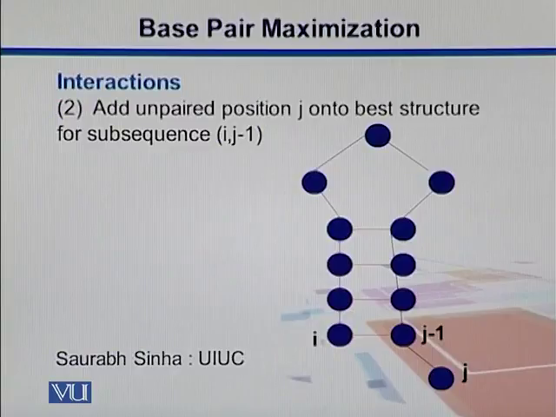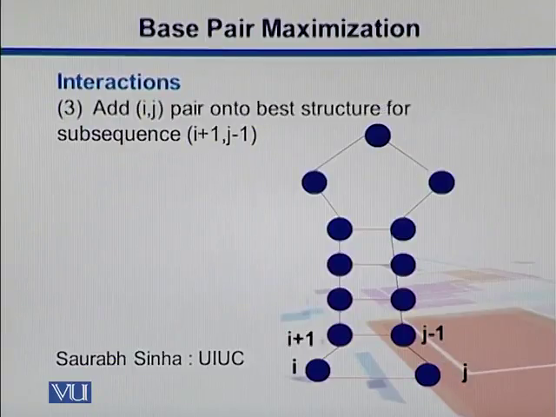In the second scenario, we can add an unpaired position j onto the best structure for i and j minus 1. A third scenario is we can add an i and j pair. So i and j are paired, and the structure for i plus 1 and j minus 1 is already there, so we put this pair into that.